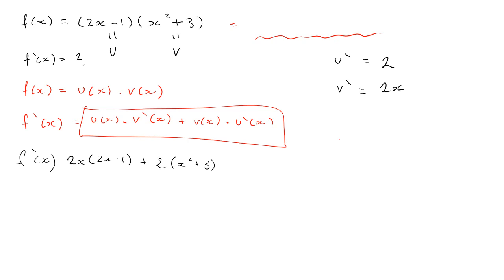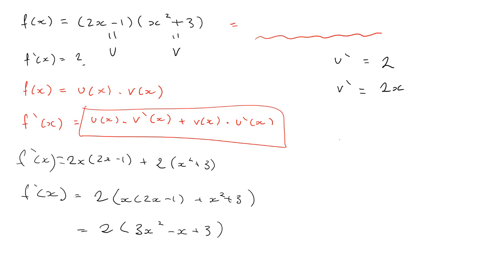Now at this step, you need to check if you can factorize the function. Here we can see how 2 is a common factor in both terms, so you group by 2. We get 2 times x(2x minus 1) plus (x squared plus 3). Always a good idea to simplify the terms inside the bracket, so that will be 3x squared minus x plus 3. So that will be the derivative of function f by using the product rule.